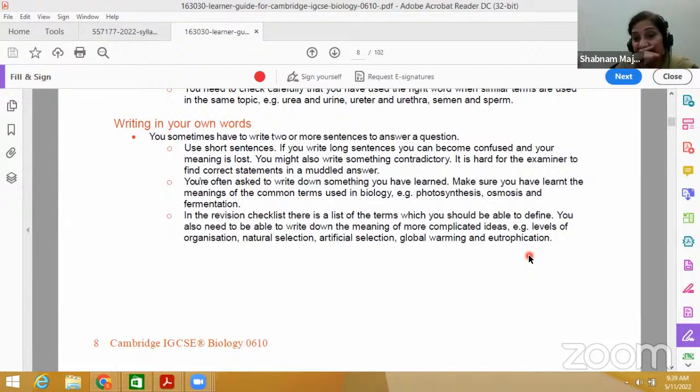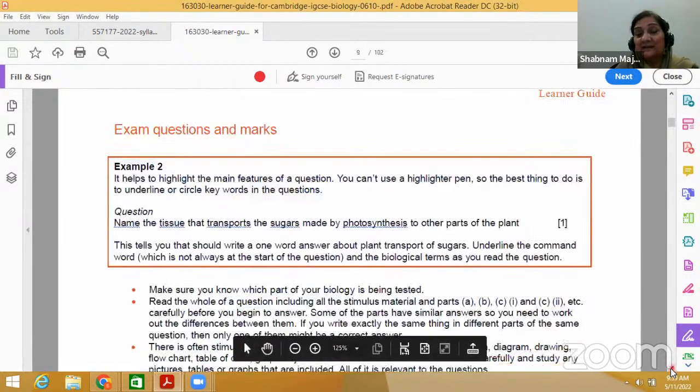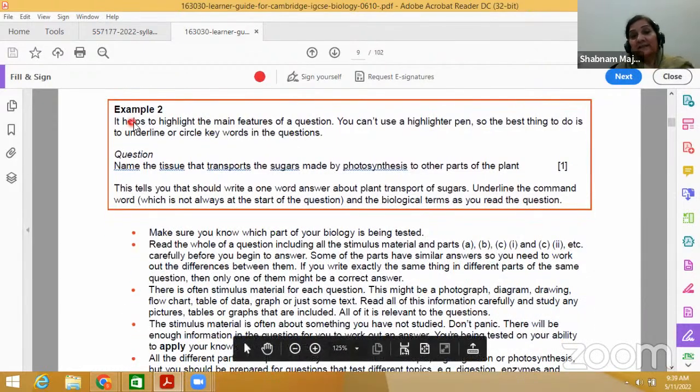Light cannot penetrate inside. Phytoplankton, unicellular plants, even underneath, cannot survive. So there is not much oxygen, and aquatic animals die. So that's all about eutrophication. Now come to exam questions and marks. Now there is example 2.